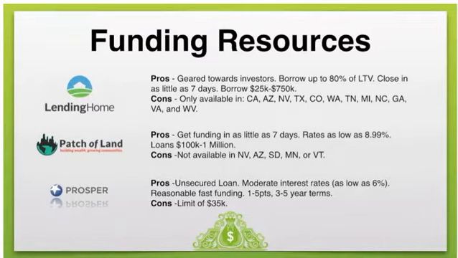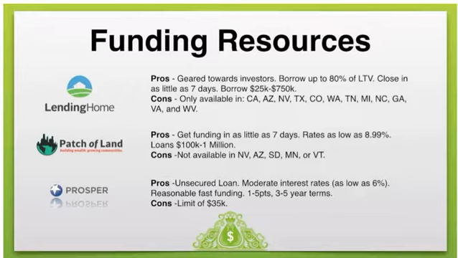Now the next one is Patch of Land. Patch of Land's kind of unique because it's a crowdfunding site. The pros are you're going to get funding in as little as 7 days and extremely competitive interest rates. Loans are from $100K to $1 million. Now, the cons are it's not available in every state, and they don't do Nevada, Arizona, South Dakota, Minnesota, or Vermont. Prosper is another company that's well known out there.